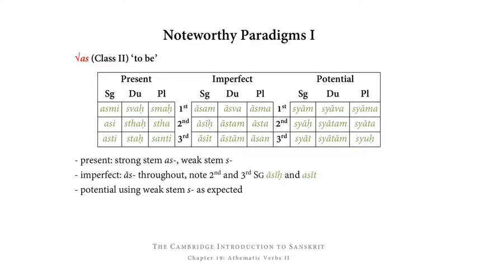Finally, in the potential, we have the weak stem throughout, as expected. However, this regular form makes the potential paradigm rather difficult to recognize, because what we get is siam, siach, siat, siawa, siatam, siatam, siama, siata, siuch, where the only element of the stem is just this s. The rest is all ending, and this makes these forms slightly difficult to recognize.